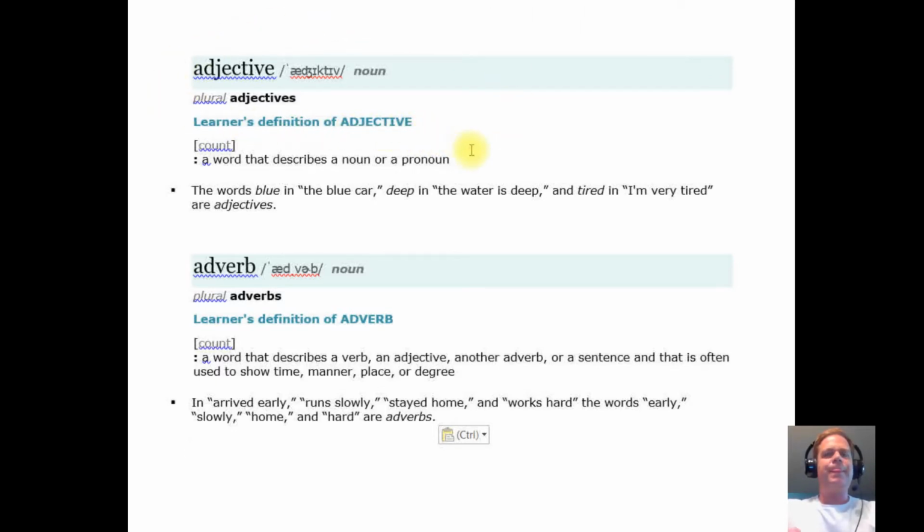So, an adjective is just a word that describes a noun or a pronoun. They give an example here. The words blue in the blue car, deep in the water is deep, and tired in I'm very tired are adjectives. And then an adverb is a word that describes a verb, an adjective, another adverb, or a sentence, and that is often used to show time, manner, place, or degree. So in arrived early, runs slowly, stayed home, and works hard, the words early, slowly, home, hard are adverbs. Okay?